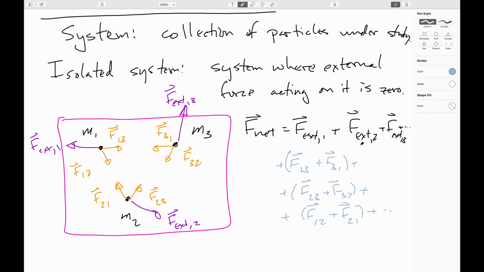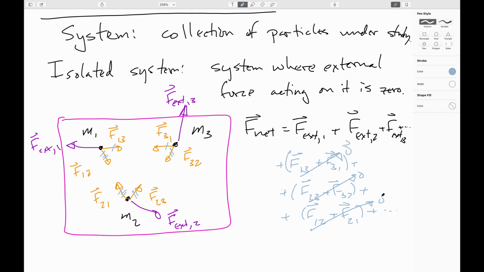Now, the thing is, with all of these, let's look carefully here. This F13 and this F31 are an action-reaction pair. So this means that since they point in opposite directions, F13 plus F31, that's 0. Similarly for F23 and F32 being an action-reaction pair, since they're equal in magnitude but opposite in direction, when you add them up, it goes to 0. And similarly here, that's an action-reaction pair. You add it up, you go to 0.